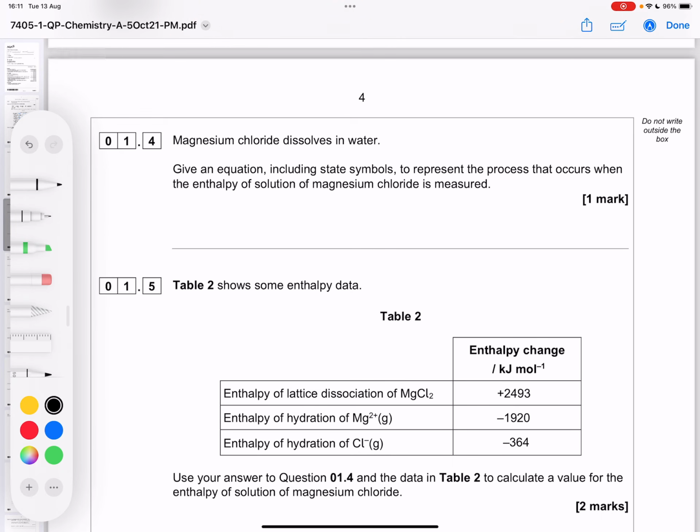Magnesium chloride dissolves in water. Give an equation including state symbols to represent the process when the enthalpy of solution of magnesium chloride is measured. So that's when the solid dissolves in water. So you don't add water as a reagent. You could write aq if you liked. I'm not going to bother. But you become the aqueous ions. You dissolve and you become the aqueous ions.